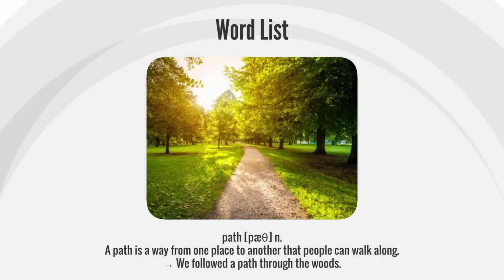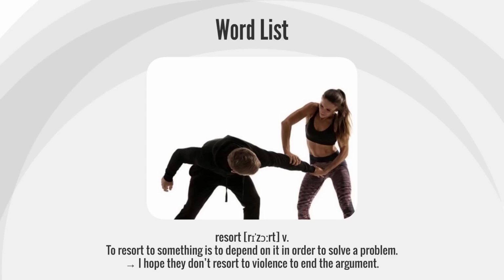Path. A path is a way from one place to another that people can walk along. We followed a path through the woods. Resort. To resort to something is to depend on it in order to solve a problem. I hope they don't resort to violence to end the argument.